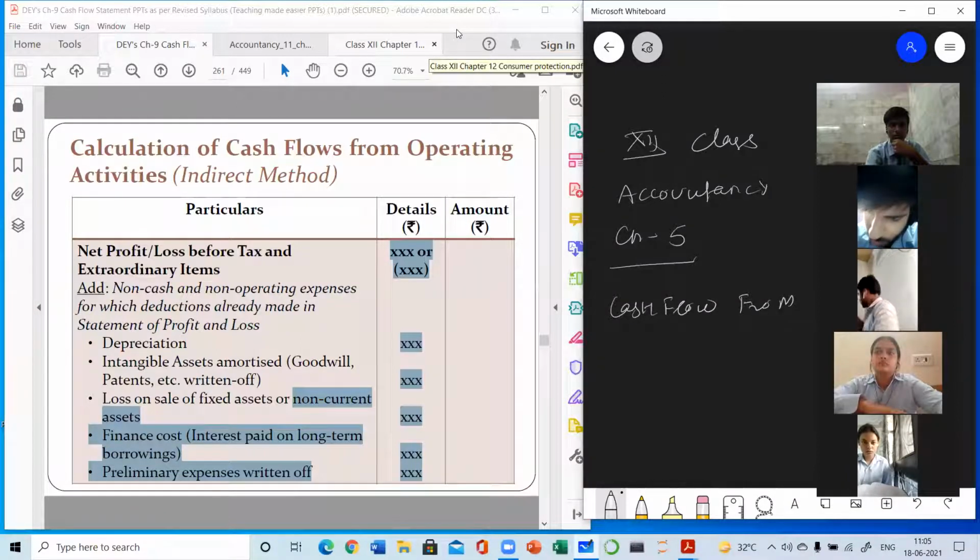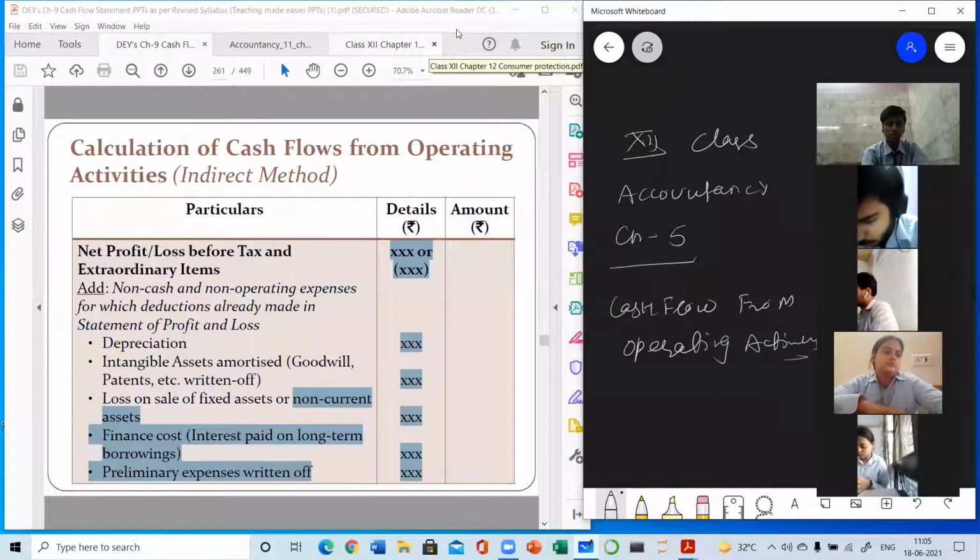operating activities. एक बार आप कल वाला 1 minute के लिए सॉरी रिवाइज कर लीजिए। कैश फ्लो फ्रॉम ऑपरेटिंग एक्टिविटी जो मैंने कल आपको वर्किंग नोट बनवाया था वो आप सब प्लीज रिवाइज कर लीजिए because that is important for today's portion. Clear?